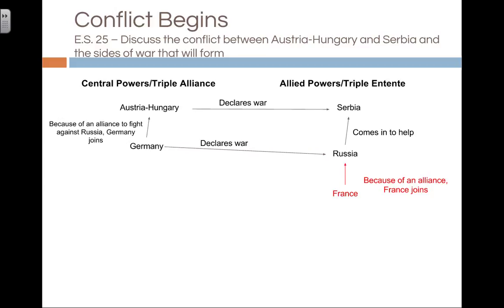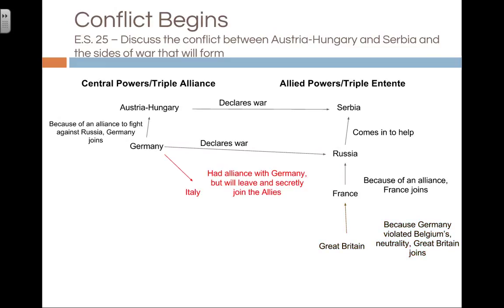France, because of an alliance, will join. Okay, remember, this is our Triple Entente. Here comes France to help Russia out. We'll also see Great Britain, also known as the United Kingdom, join because Germany will violate Belgium's neutrality. They'll invade through Belgium, which is an act of war. So Great Britain will join and also declare war on Germany and Austria-Hungary.